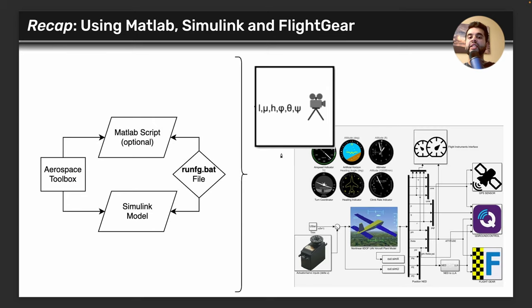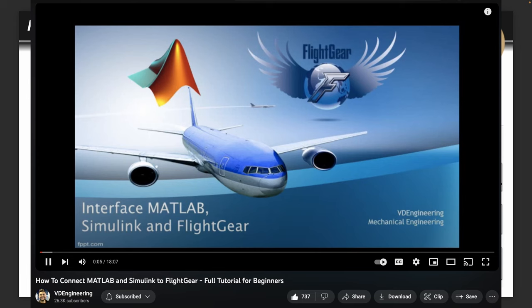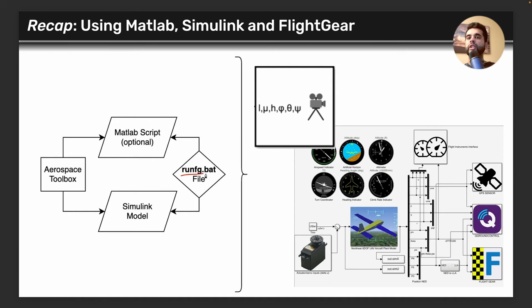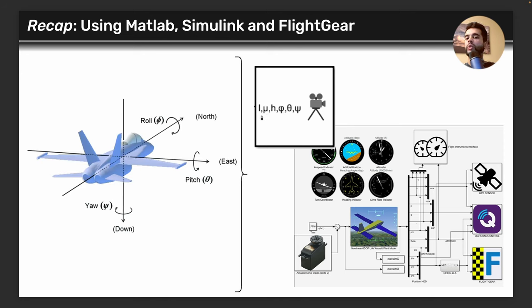A few years back, I had made a very successful video on how to connect Simulink to FlightGear and MATLAB. It's done by using this .bat file here. You have a Simulink model which uses the aerospace toolbox, which can be downloaded from the MathWorks website for your specific MATLAB installation. You have a MATLAB script which you might need to work with the Simulink file here. On the right, you see how this model can typically look, where you have a bunch of heads-up displays which show you the values in your airplane. For example, the roll angle, the pitch angle. This here is the latitude, longitude, altitude, yaw, pitch, and roll. The 6 DOF of the aircraft, position and orientation.